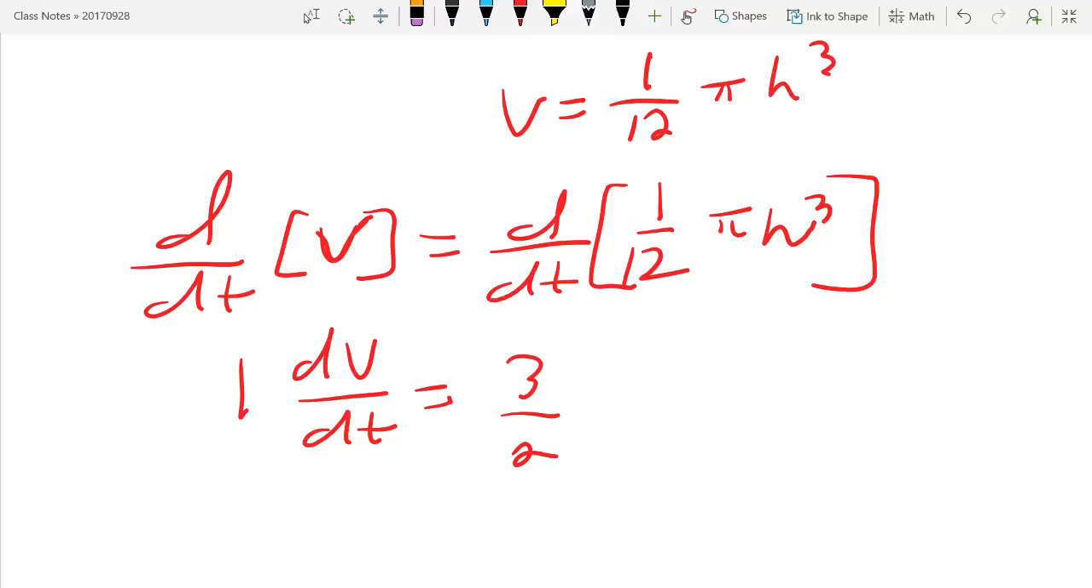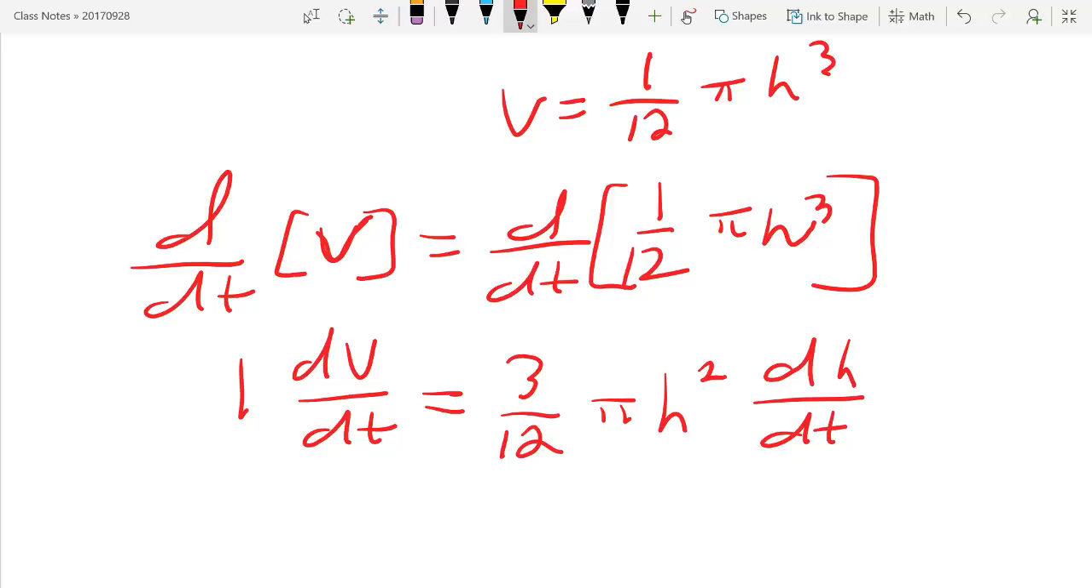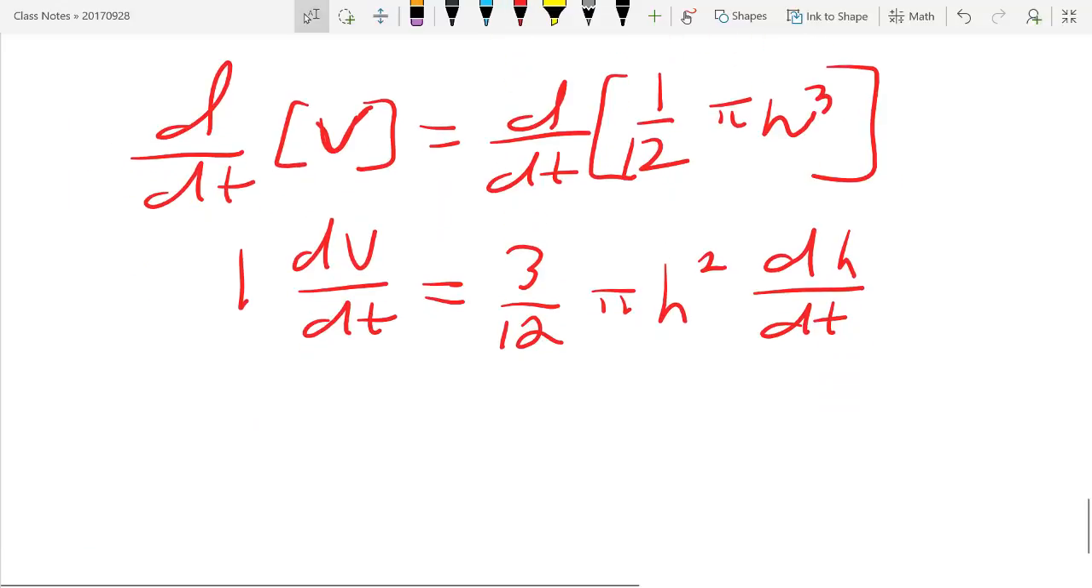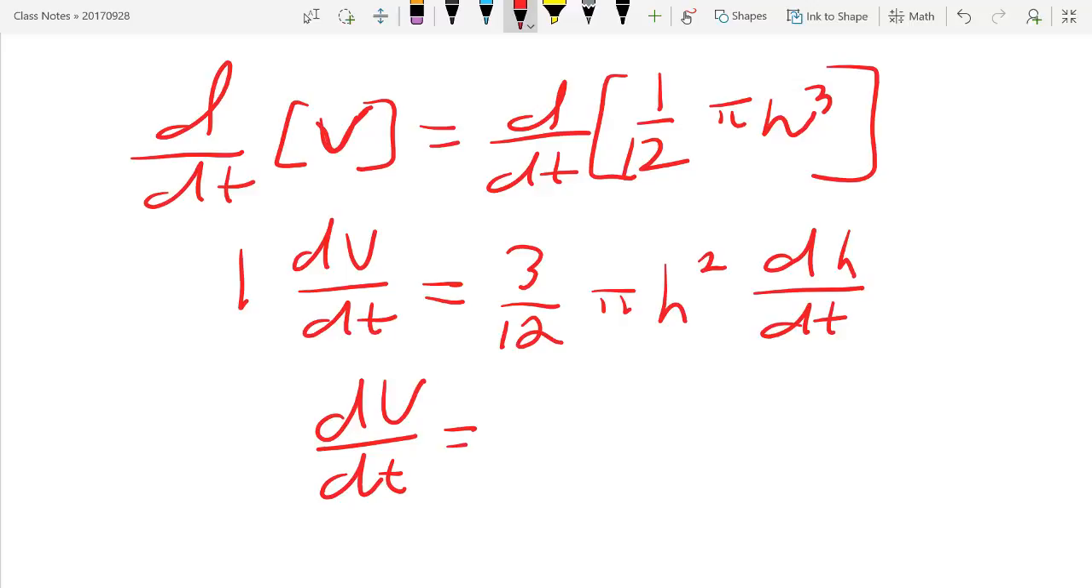Oh, I'm sorry. Yeah, I messed up there. I'm making silly mistakes lately. I'm so sorry. I did this in college algebra too. Just silly little mistakes. So 3/12 pi h squared dh dt. Oops, sorry about that. 3 over 12 is just a 4th, right? So you're going to get dv dt equals 1/4 pi h squared dh dt.